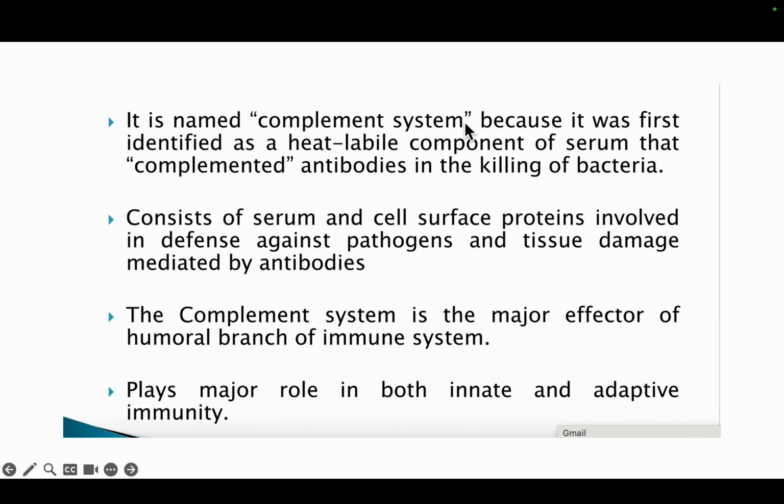It is named the complement system because it was first identified as a heat-labile component of serum that complemented antibodies in the killing of bacteria. It consists of serum and cell surface proteins involved in defense against pathogens and tissue damage mediated by antibodies. The complement system is the major effector of the humoral branch of the immune system. It plays a major role in both innate and adaptive immunity.